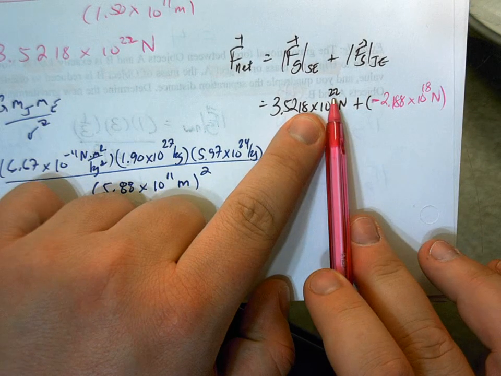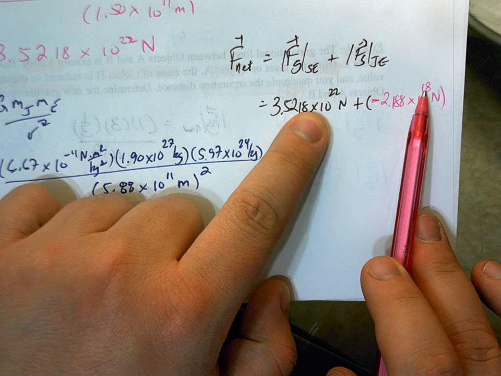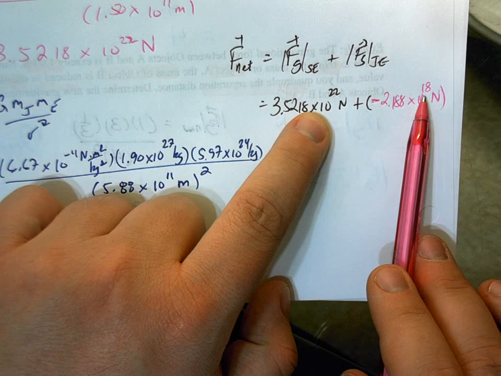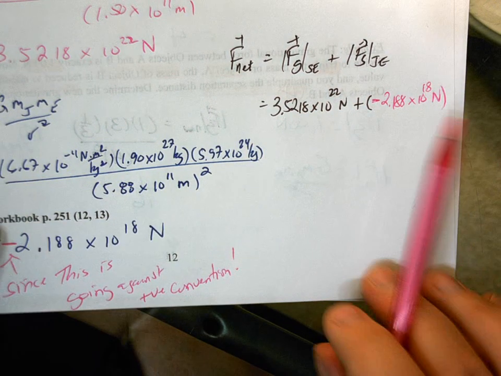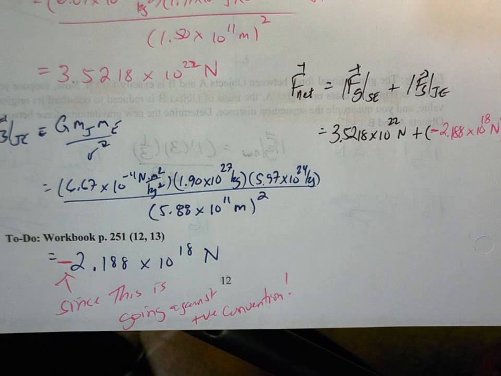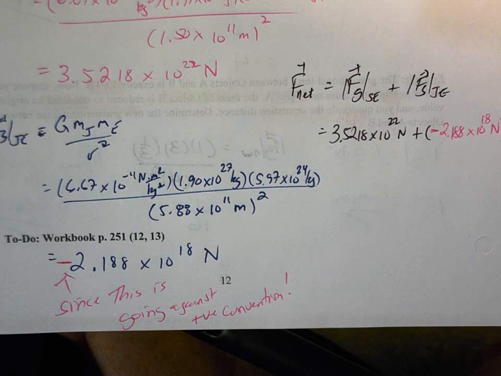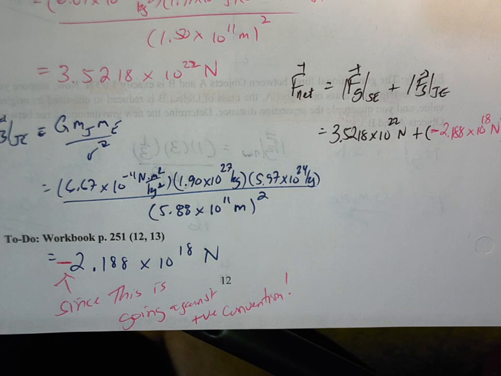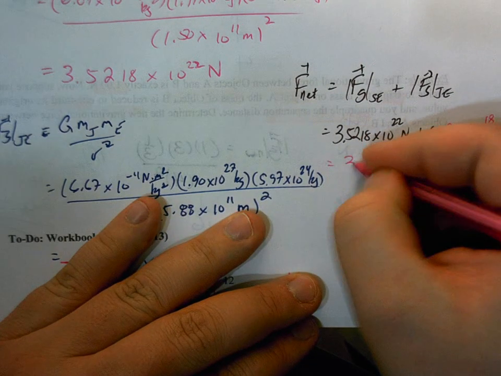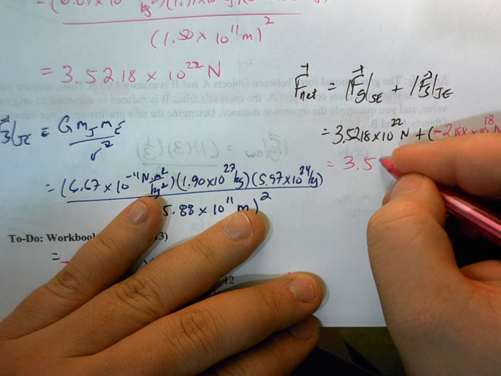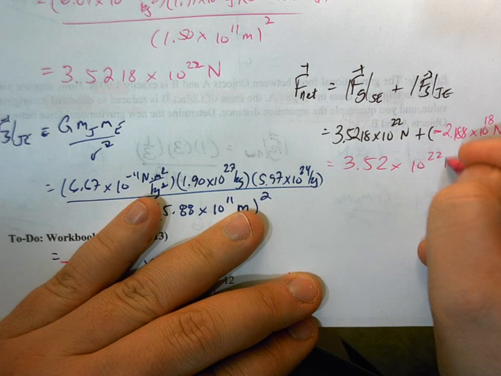Notice that there's a 4 order of magnitude difference. What that's telling us is that this force of gravity between Jupiter and the Earth is almost inconsequential compared to that of the sun and the Earth. The sun is really going to win this battle, but the sun is also significantly more massive, so that shouldn't really come as a surprise. So magnitude-wise, we're going to say it's about 3.52 times 10 to the 22 newtons.